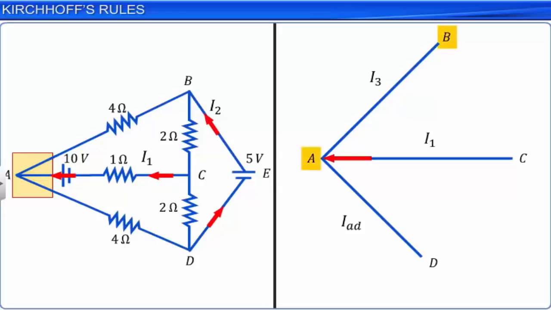We are now left with only one branch, that is, AD, to which we have to label the current. Let us assume that the current is flowing from A to D. We can now apply Kirchhoff's first rule to find the magnitude of this current.